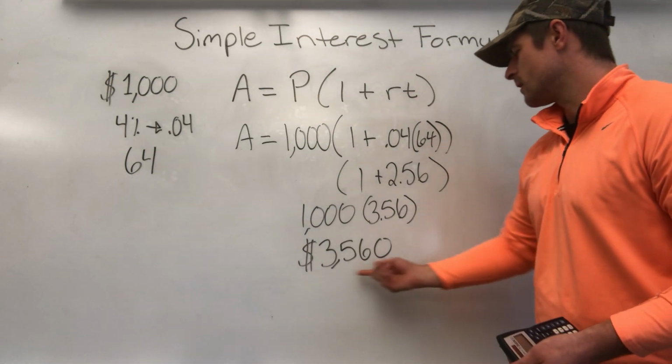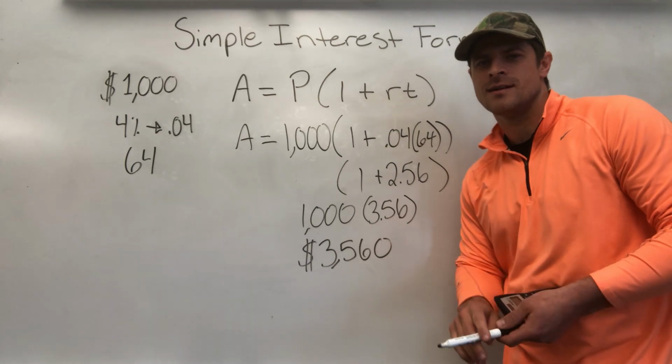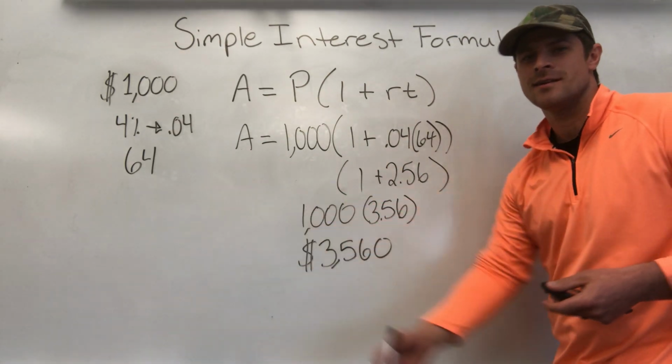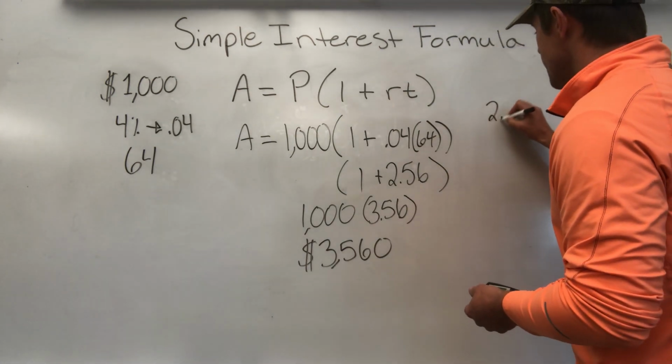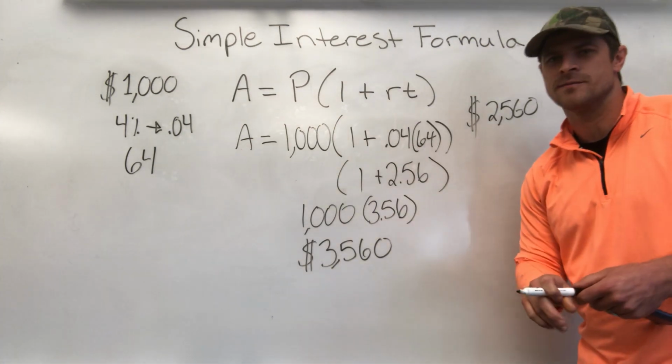All right, 64 years later, you now have $3,560 in there. That means by just letting your money sit, now you're retired, right? You have an extra $2,560 to play around with. Go buy a jet ski, have some fun.